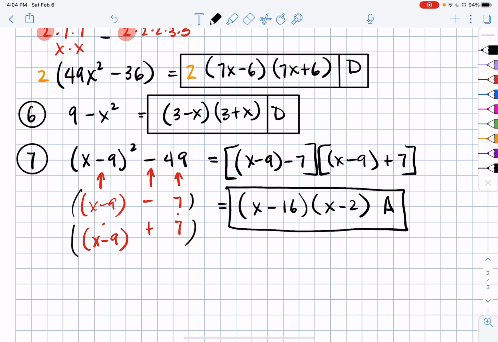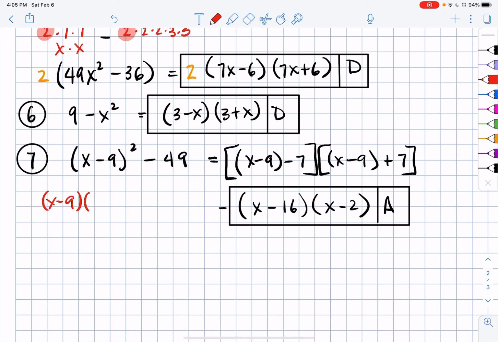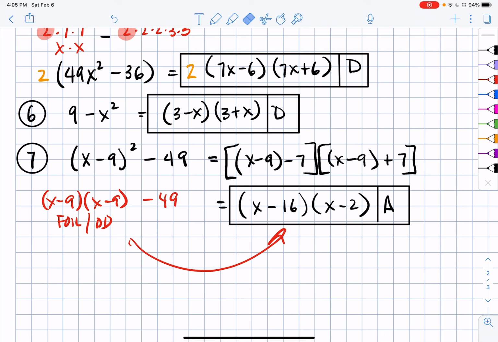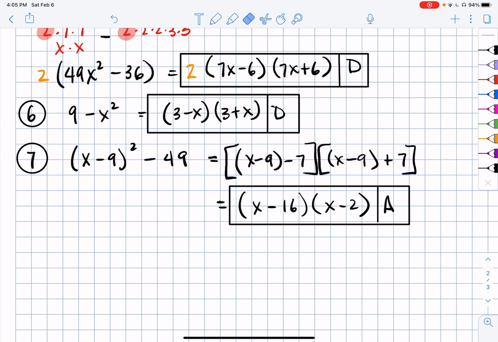Now, you're definitely welcome to write this x minus 9 out twice, and then minus the 49, FOIL this, and then get a brand new trinomial, and then factor to get to here. Okay, so you are definitely welcome to do that. All right. So that's 7.